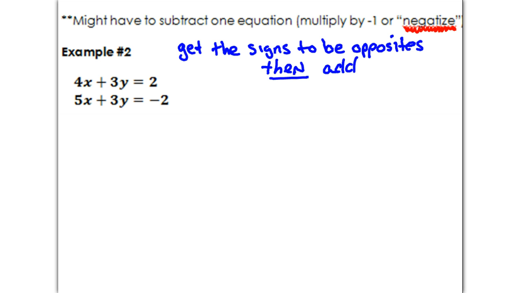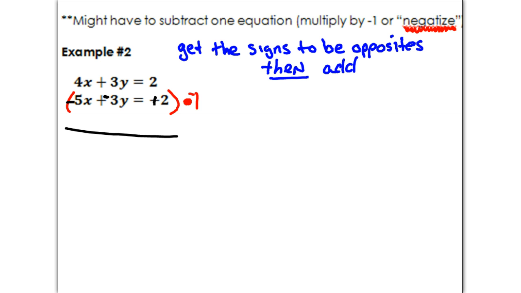So what we're going to do is, we could subtract these equations, but we're going to go ahead and negatize one of the equations. We're going to make one the opposite signs, and it doesn't actually matter which one. So maybe we'll just pick the bottom one here. We're going to multiply everything by -1. So these equations actually become -5x, -3y, and +2.